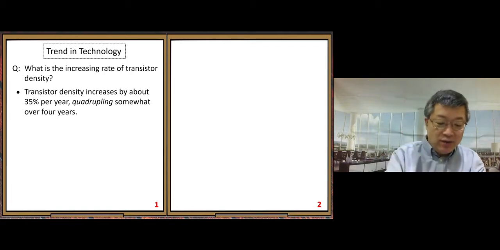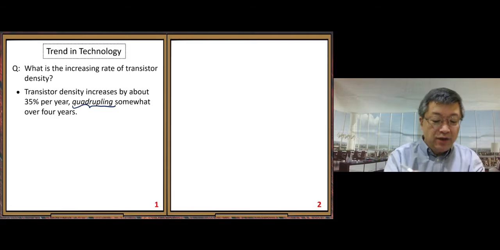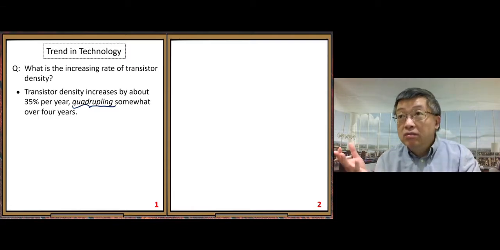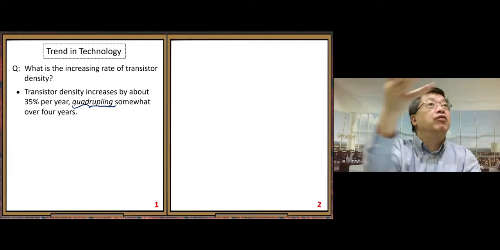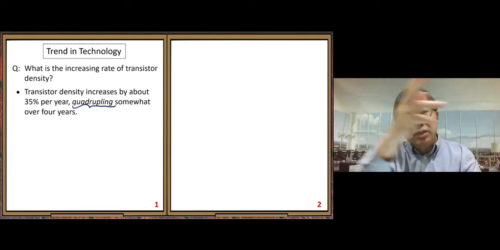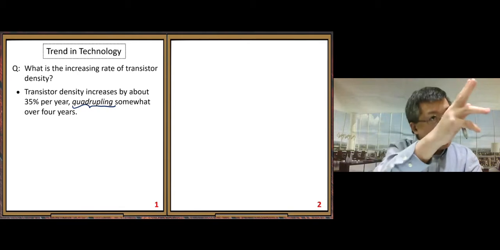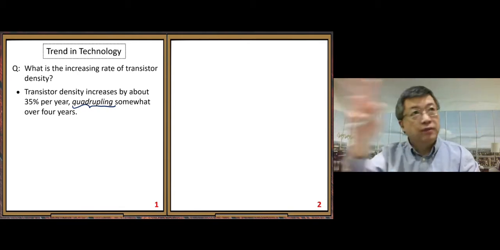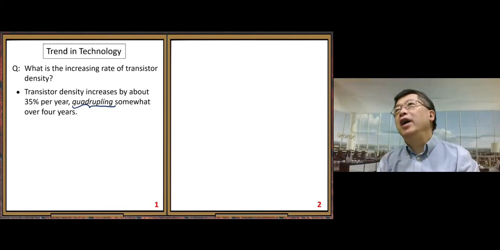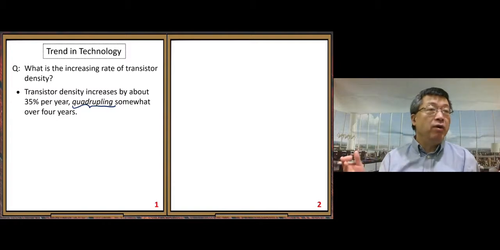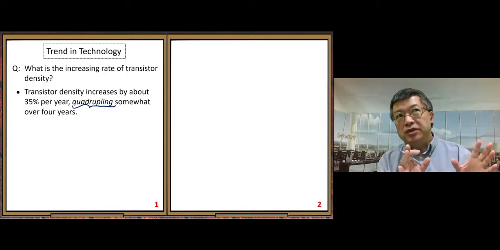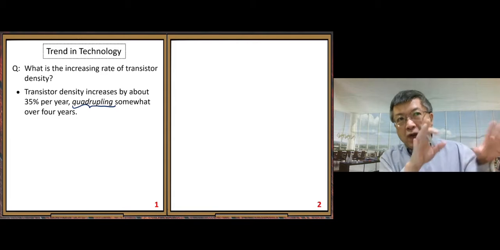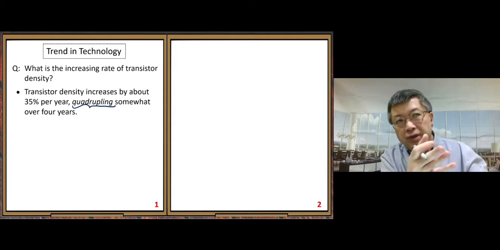Quadrupling. So here you can see we use a special word, not doubling, quadrupling. You double twice, then quadrupling in 4 years, right? You double once, you use 2 years. You double twice, you use 4 years. But why use quadrupling? Because most people are used to double every 2 years. But this sentence comes from our textbook.